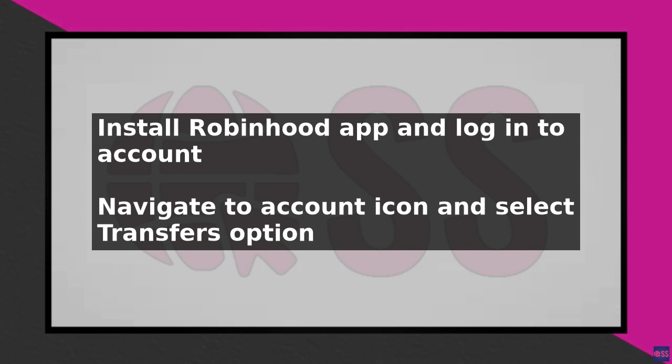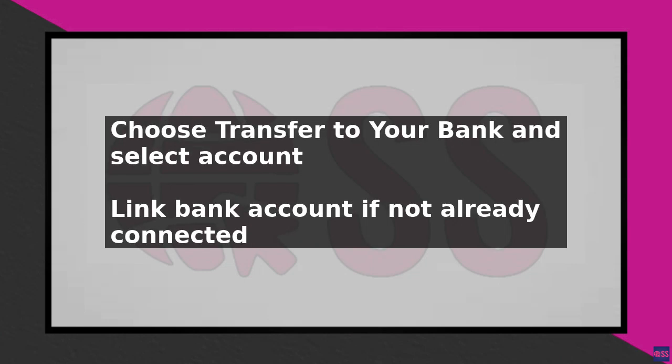Next, choose the Transfer to your bank option. You will then be prompted to select the bank account you want to transfer the funds to. If you have not already linked your bank account to Robinhood, you will need to do so by selecting Add New Account and following the prompts to enter your bank account information. After you have selected the bank account, enter the amount you want to transfer. Make sure to review the transfer details carefully before confirming the transaction.